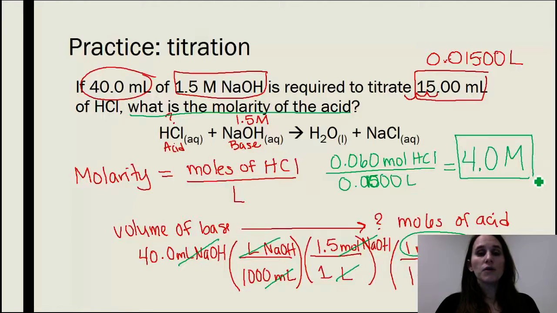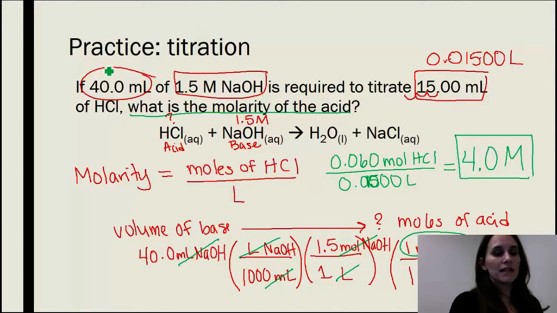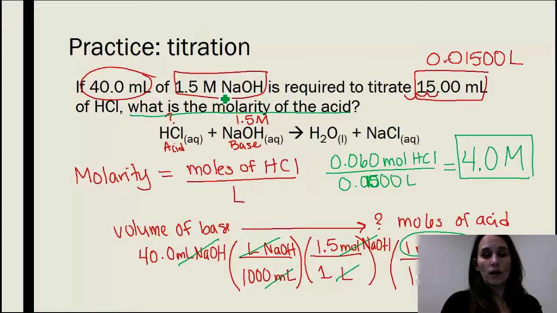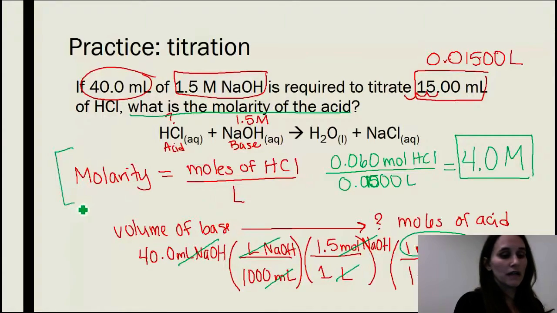And so I used the concentration of my base to determine the concentration of my acid. So how much base did it take relates to how many moles of base there were, which relates to how many moles of acid there were. And once I know how many moles of acid there were, I can solve for the molarity, moles per liter.